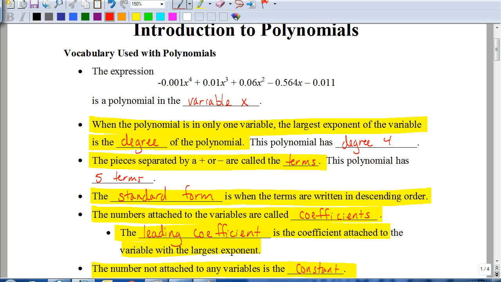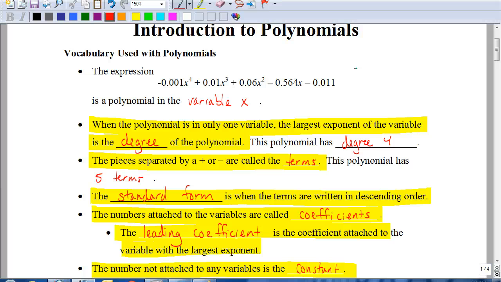The pieces separated by a plus or minus are called the terms. So this polynomial, we would say, has a total of, this would be 1, 2, 3, 4, 5 different terms there. When we count the terms, we're not just counting the terms with the variable. So if you notice, I have 1, 2, 3, 4 terms with an x, but this last term doesn't have a variable. That's still a term. So a term is not determined by whether or not it has a variable. A term is determined by being separated by a plus or minus symbol. A division sign or any other symbol will not separate terms. Terms are only separated by a plus or minus.